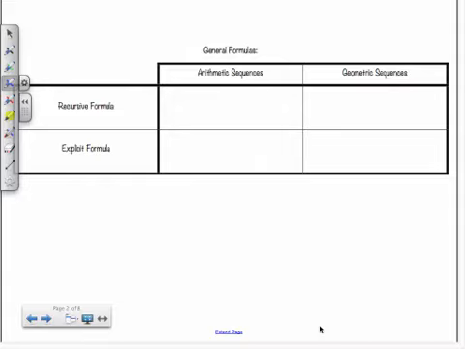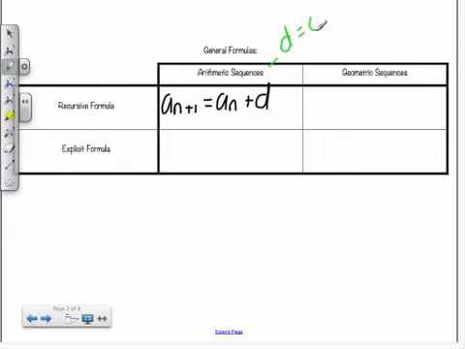So the recursive formula for any arithmetic sequence is going to be a sub n plus 1 equals a sub n plus d. Now here's the thing that you need to understand. You have to completely understand what d even means. So I need you guys to write yourselves a note that d is the common difference in your sequence.